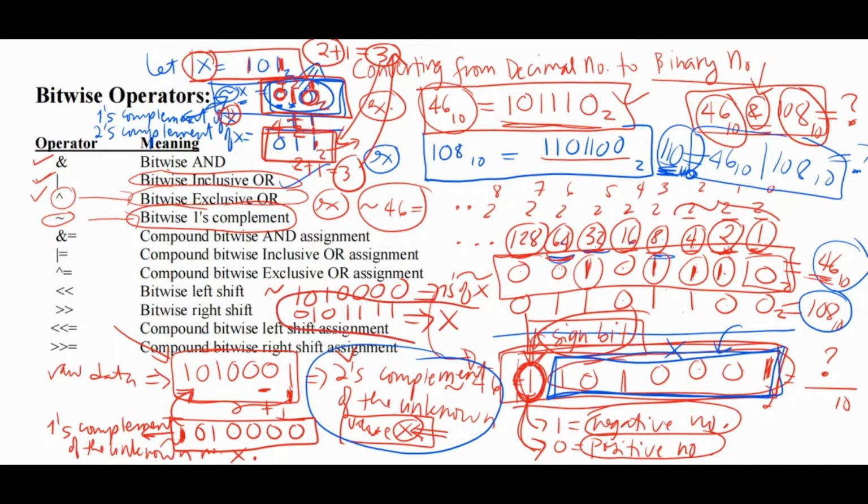So x now is equal to 0101111, and this is base 2 or binary form. If you convert this to decimal form, it would be equal to what? This is bit position 1, 2, 4, 8, this is 16, and this is 32. So 32 is 1, so we have 32 plus 8 plus 4 plus 2 plus 1.